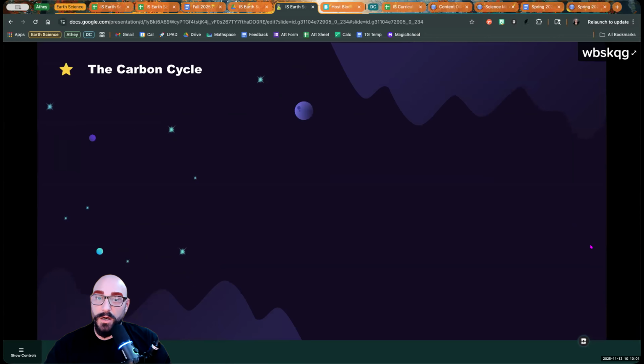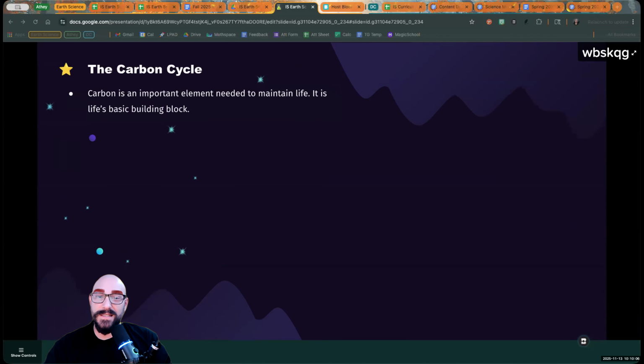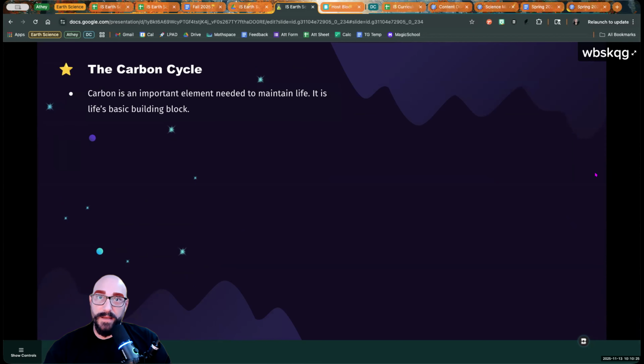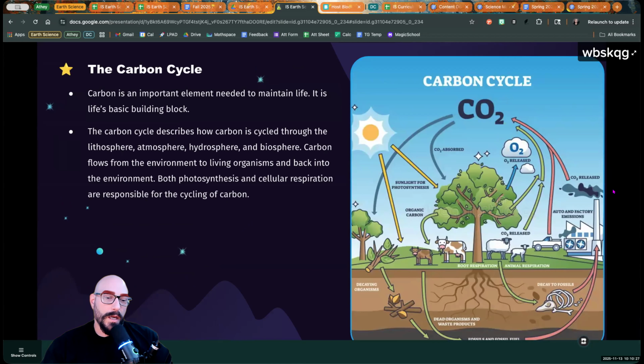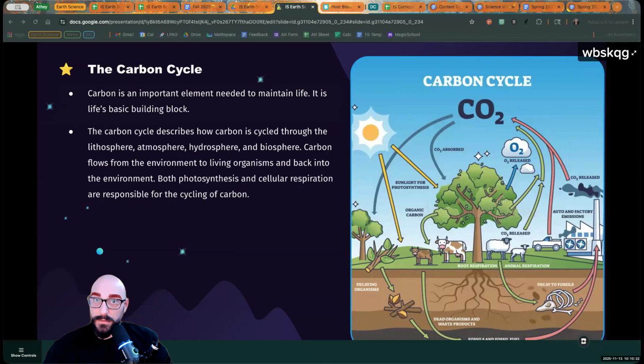Other cycles, we've got the carbon cycle, right? Carbon is an element that is necessary for life, right? Carbon is a really, really special atom that can do things that not a lot of atoms can do. Because of that, it is the basic building block for life. It's really, really cool. But carbon cycles through the atmosphere, through the ground, through living organisms, right?